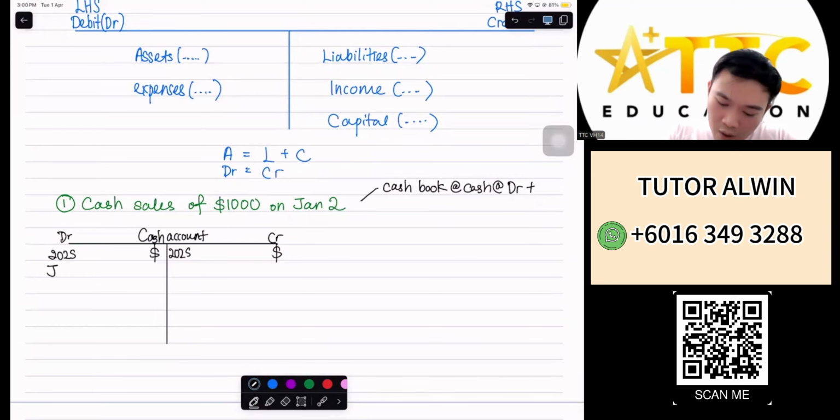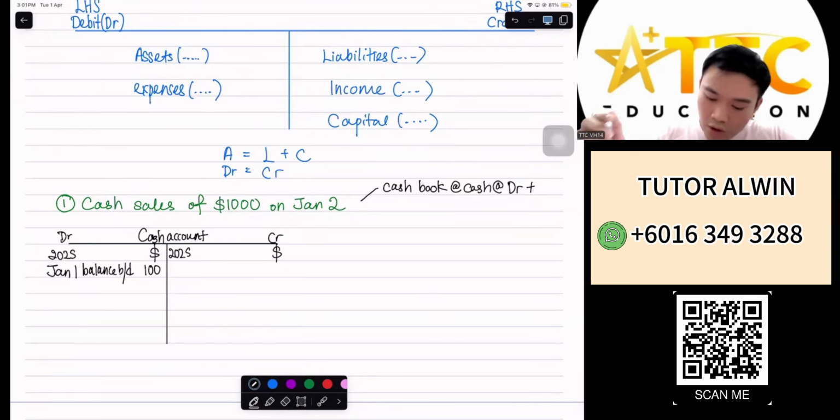Now, on January 1, we have a cash balance brought down, meaning December 31, 2024, the balance left during that month, we bring over to the next day, to a new month. That is called a balance brought down. Balance BD, let's say we have 100 over here.